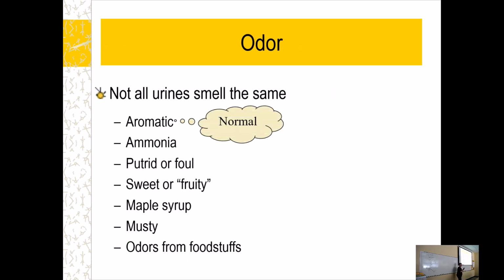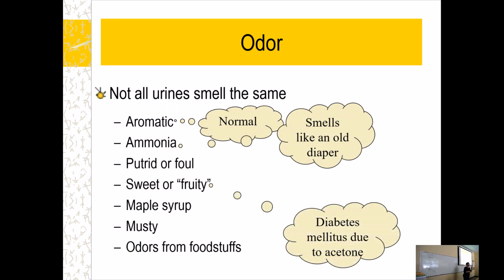So odor. Not all urines are going to smell the same. Most of the time, it's kind of an aromatic kind of a smell. Smells that are not normal, ammonia, putrid or foul. Those we'll see a lot of times with bacterial infections. Sweet or fruity. Sweet or fruity we see with diabetes. So remember we talked yesterday about pouring the urine if the animals come, if the bugs come. It's a sweet urine. So if it's like a sweet or fruity type smell, we're looking at possibly diabetes.